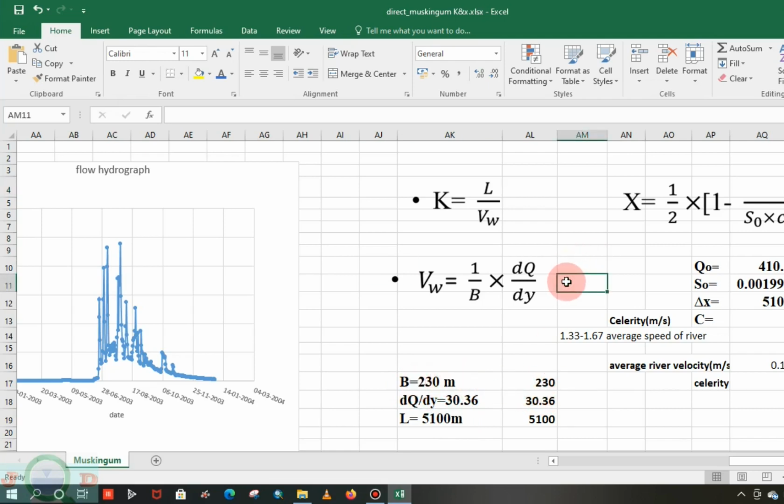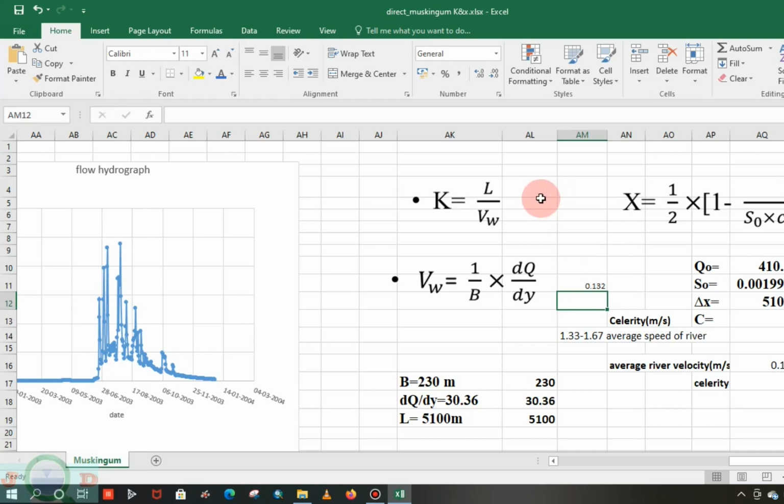So first we will find the VW. VW is equal to dQ by dy, we know it is 30.36 divided by B. B is the width of the channel. So the velocity of the flood wave we found.